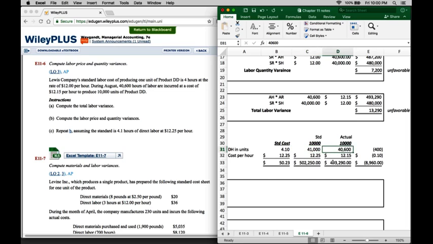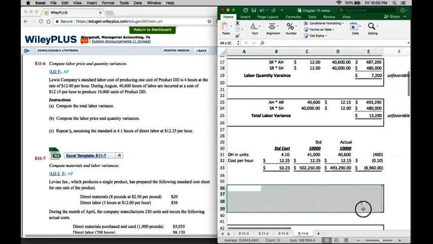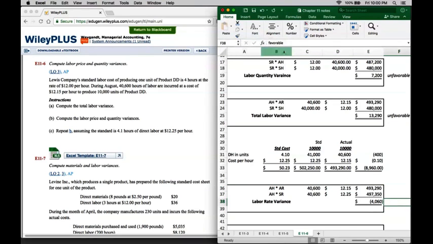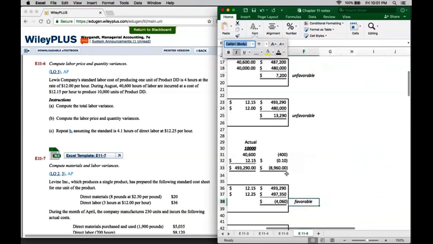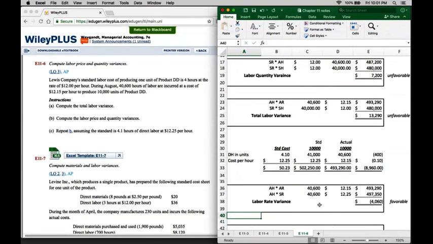I actually spent 40,600, which means less time. The standard rate is 12.25, but I actually paid 12.15. So just looking at these numbers, I know that I'm going to have favorable variances. I write down the formula as I did before, plug in the numbers, and let's see if that works out. So yes, my first variance is favorable as expected. The rate variance, because I spent 10 cents less, is favorable.